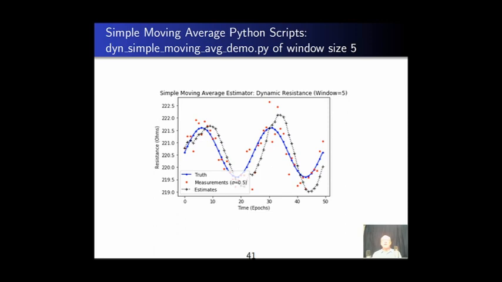Now, changing the window size to something even smaller will kind of reduce that lag. It's going to respond a little faster to what the sine wave is doing, but there's also still some overshoot and undershoot.